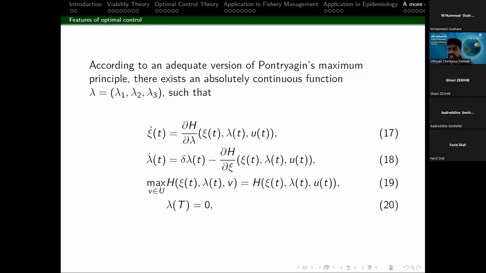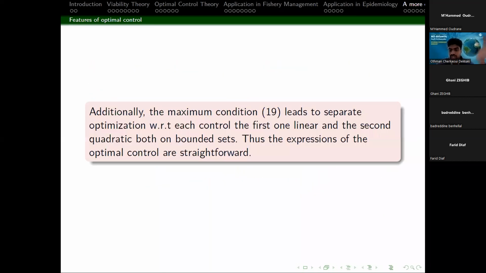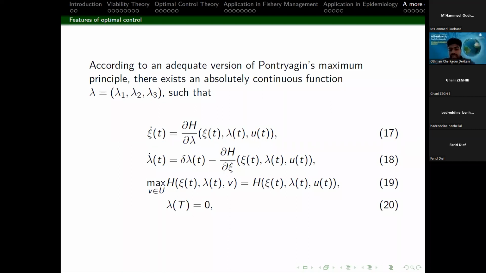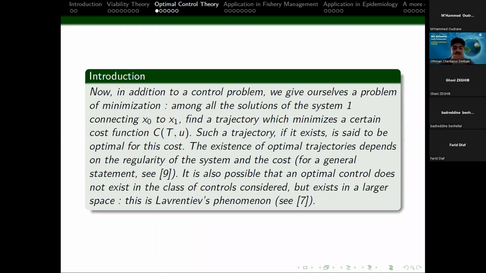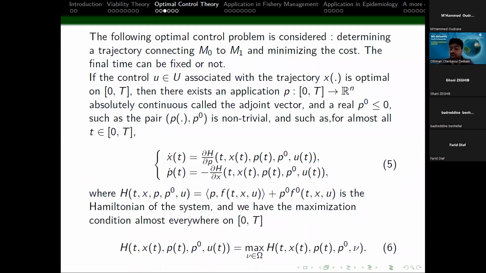For equations 17 and 18, if you don't mind, I will go back and forth with what I did on optimal control theory. Just remember 17 and 18: x dot is the differential of the Hamiltonian with respect to the co-state, and lambda dot is the following. By going to the optimal control theory, you're going to find that those are equation 5. So x dot is the differential of H with respect to lambda, and lambda dot is minus the differential of H with respect to x.